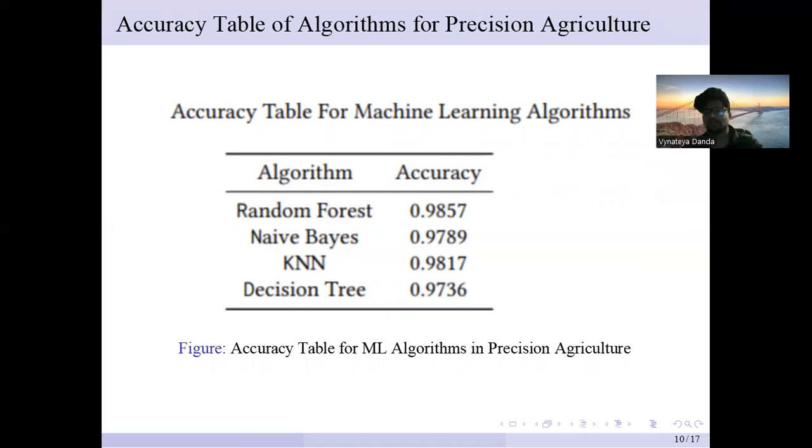So based on our research, what we found is that random forest stands with a good accuracy in performing precision agriculture using machine learning algorithms.